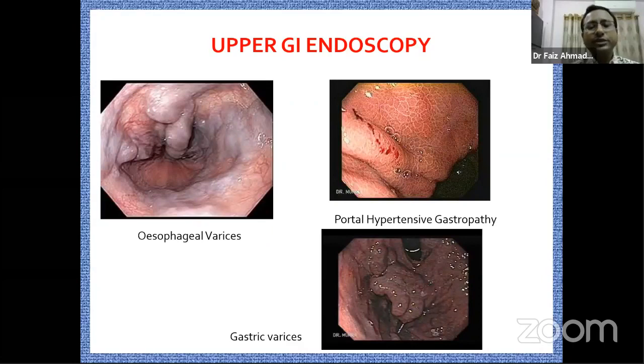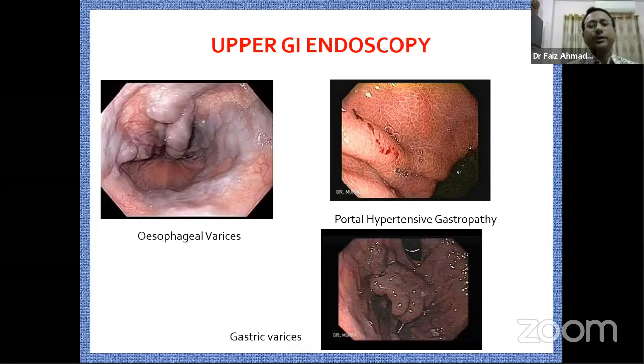Another endoscopic finding is portal hypertensive gastropathy, or PHG. You can see the mucosa of the stomach has a mosaic-like pattern. This is a characteristic finding of portal hypertensive gastropathy. You can also get varices in the fundus of the stomach in upper GI endoscopy. So you must know all these three features.